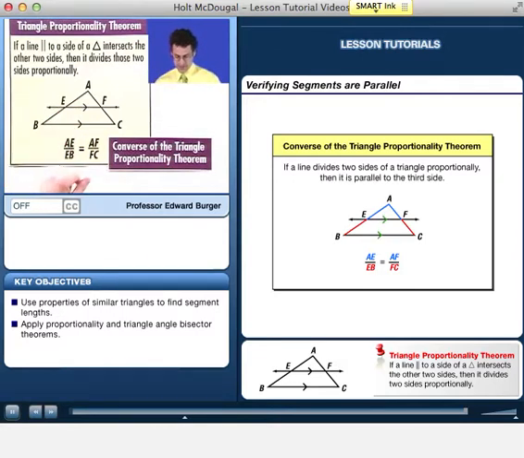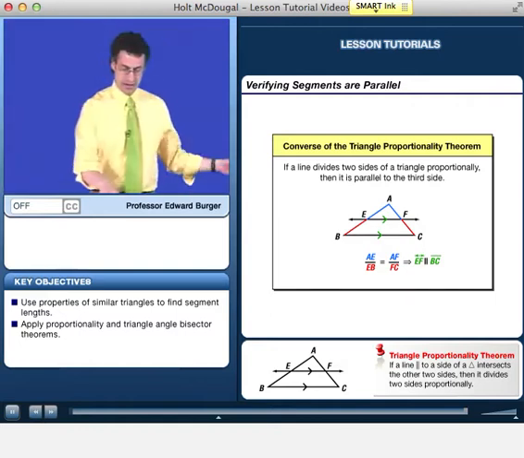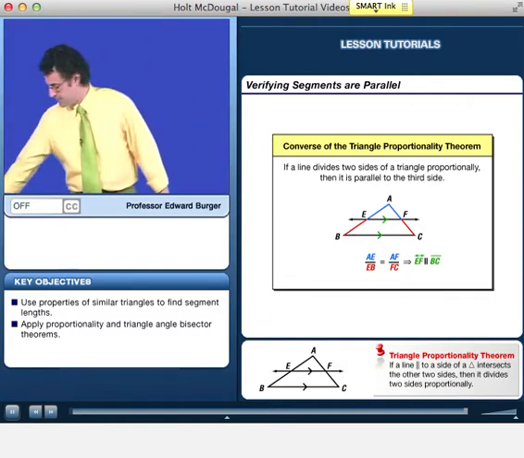So in fact, the converse holds. If in fact you have a line that divides two sides proportionally, then in fact that line is parallel. So that's a pretty cool fact that comes in handy. In fact, it comes in handy right now.